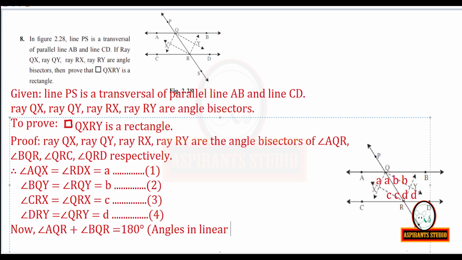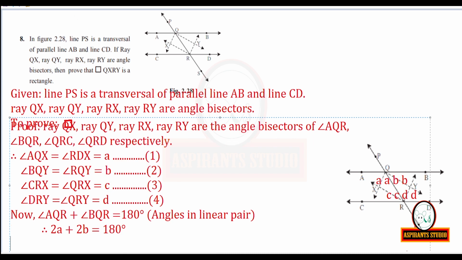Now look at the figure. AQR is a combination of A plus A. Look at the figure, the second figure which I have marked. A plus A is 2A. So measure of angle AQR will be 2A. Measure of angle BQR will be 2B because it is B plus B. So we get the equation 2A plus 2B is equal to 180 degrees.